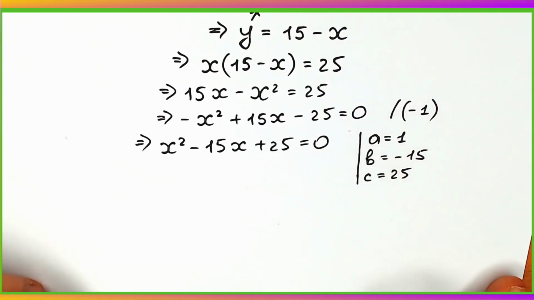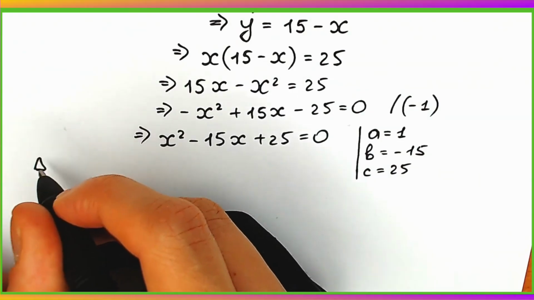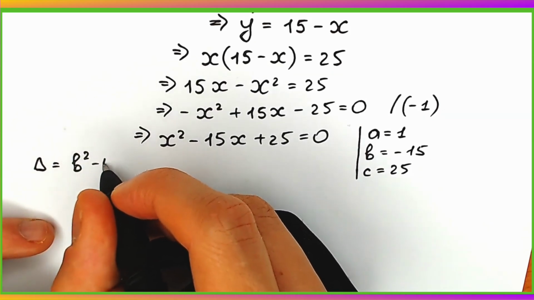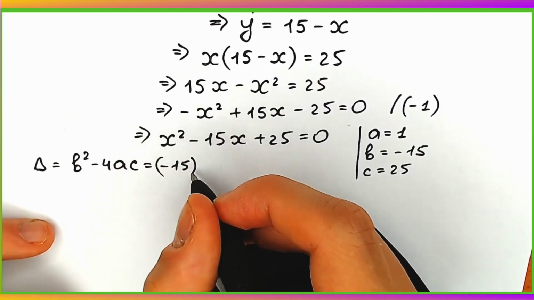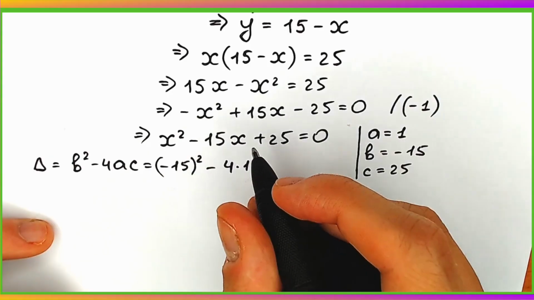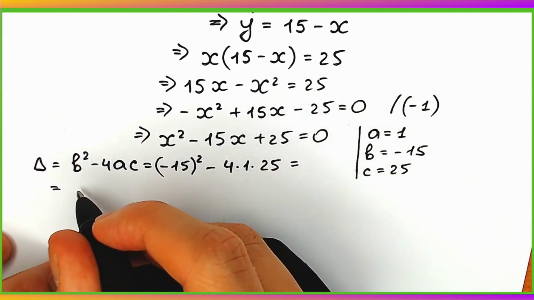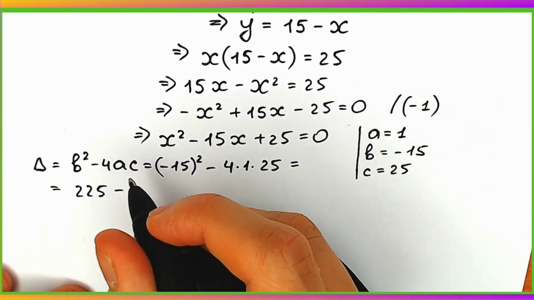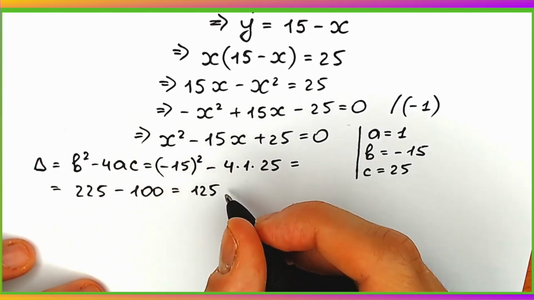And right now let's plug in everything. We know all of these coefficients, so let's start with the discriminant real quick and then plug it into the well-known formula. The discriminant is b squared minus 4ac, so we have minus 15 squared minus 4 times 1 times 25. Minus 15 squared equals 225, minus 4 times 1 times 25, equals 125.